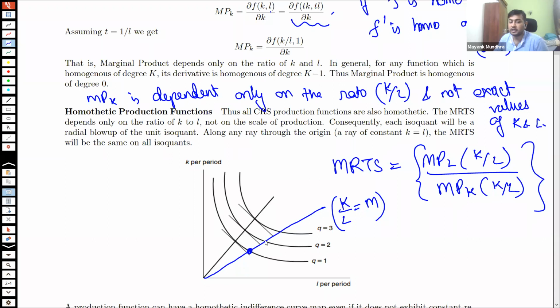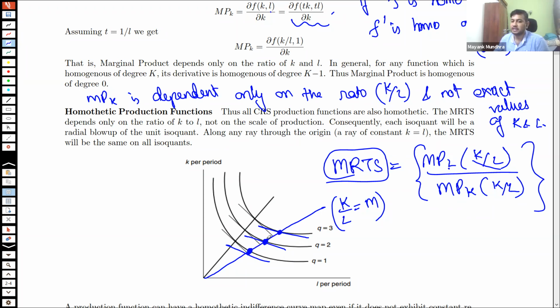Now, I'm saying that these are the different ICs which intersect this particular line through the origin. At different intersection points, the slope of the ICs is going to be the same because MRTS is only a function of the K by L ratio. At all these places, K by L is the same. So MPL and MPK should be the same, so their ratio should be the same. So MRTS should be the same.